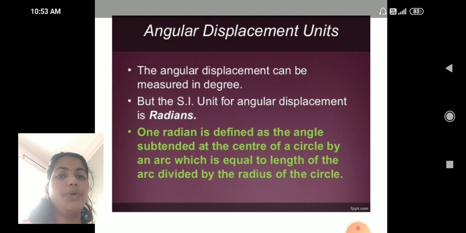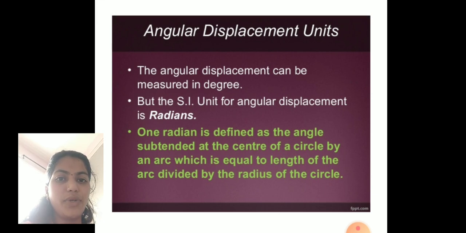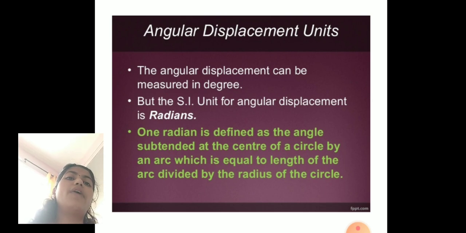Angular displacement unit. Every quantity needs a unit for its measurement. We know that every quantity and every concept needs units, because if we don't know the units, we can't understand the actual quantity. The angular displacement can be measured in degrees, but the SI unit of angular displacement is radians. Radians means 360 degrees is 2 pi radians.